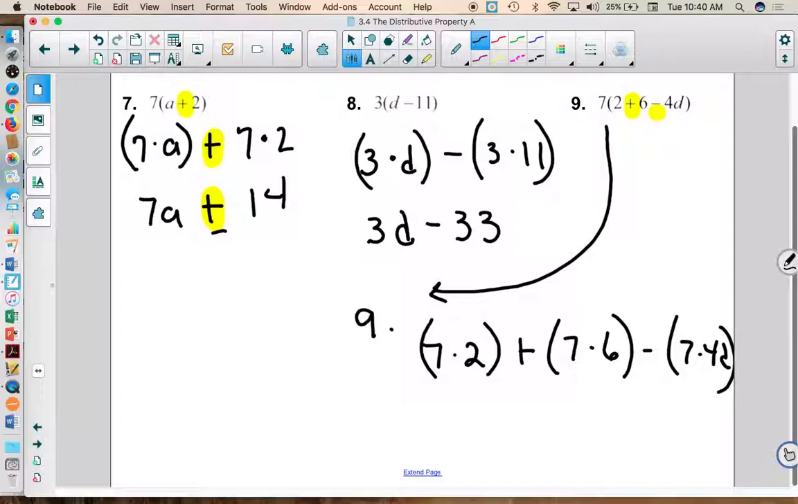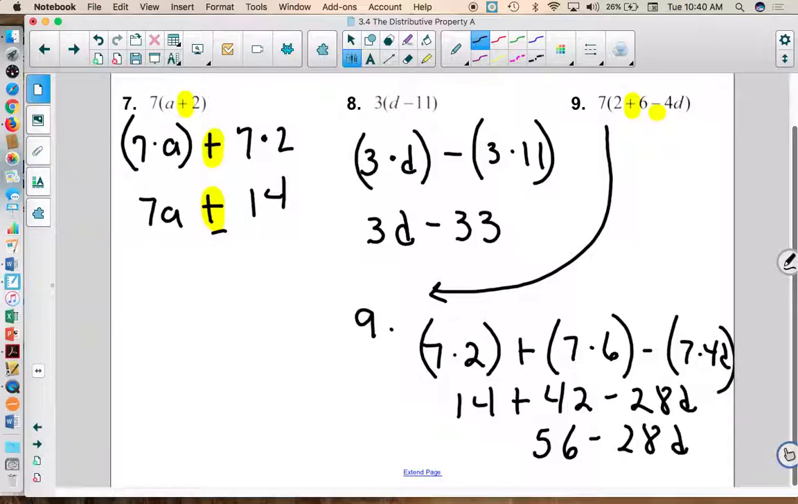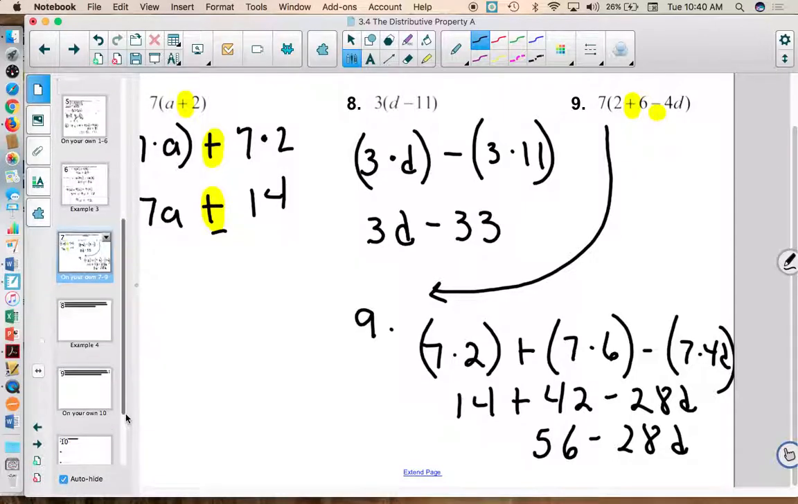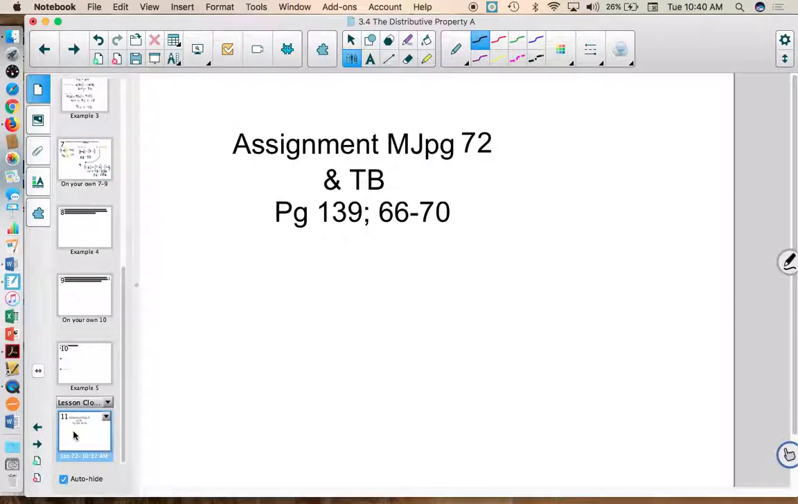Now you just simplify. 7 times 2 is? 14. 7 times 6 is? 42. And minus 7 times 4 is? 28. And when you add 14 and 42, you get 56? Agree? Okay. The very back page as your assignment. Okay?